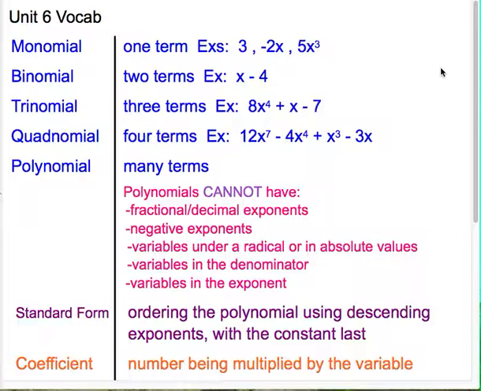Polynomial, there are several characteristics that a polynomial cannot have. So the first is fractional, decimal, or negative exponents. So when you're looking at the variable, it must have a whole number for an exponent. Variables under a radical or in an absolute value will not be a polynomial function, as well as variables in the denominator or variables in the exponent. All of those are things that polynomials cannot have.